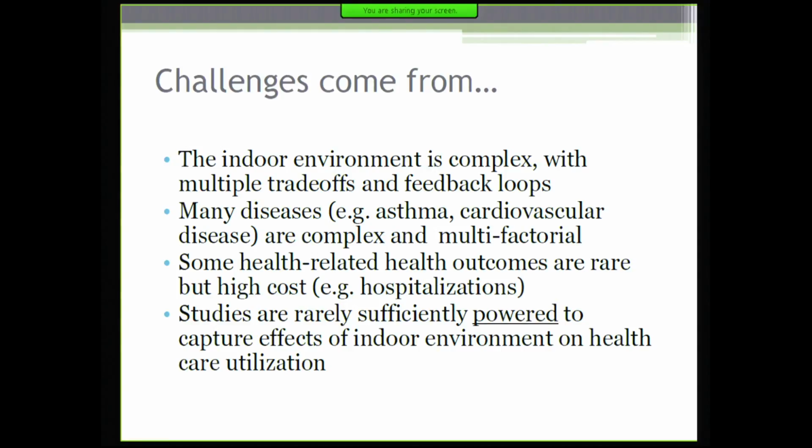That's not to say there aren't a lot of great field studies that look, for example, in asthma at asthma symptoms. So the utility of thinking about these models is really around more rare outcomes like hospitalizations.